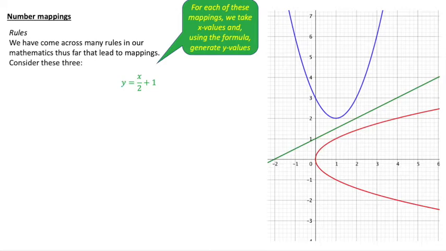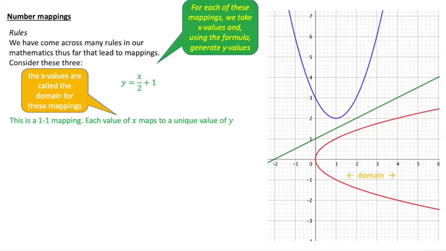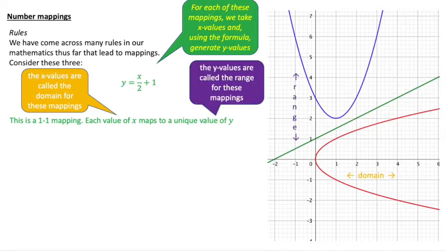It happens that the green line is actually a representation of the mapping y equals x over 2 plus 1. And that is a one-to-one mapping. Every value of x maps to a unique value of y. Now, the values we're mapping from, they together form the domain. So in this case, the x values are the domain for this mapping, and for all these mappings in fact. The y values are called the range, and they're where we're mapping onto.